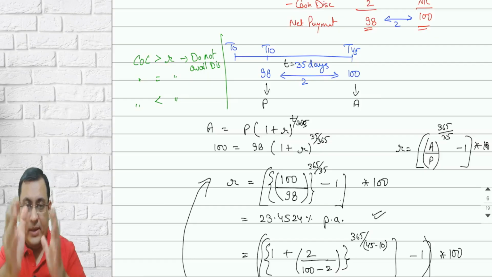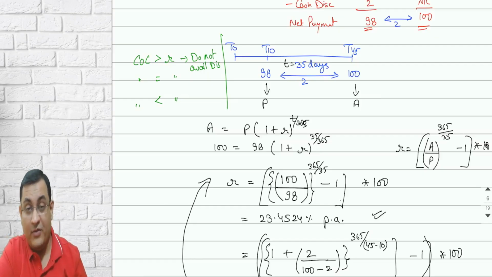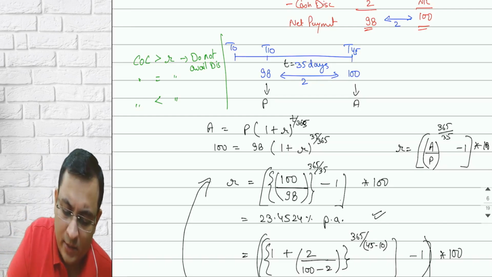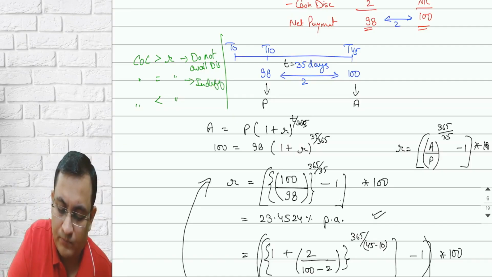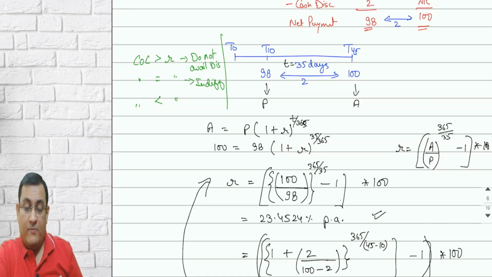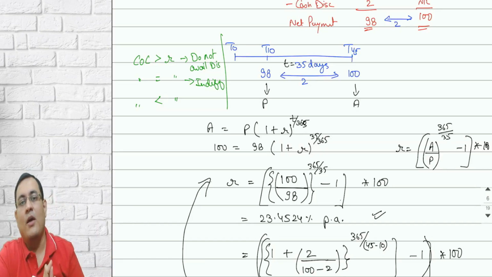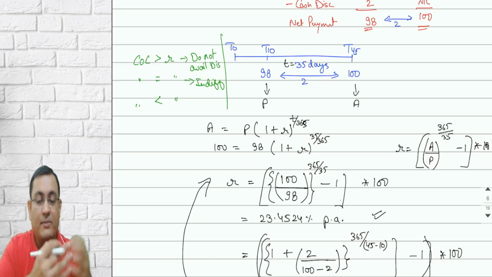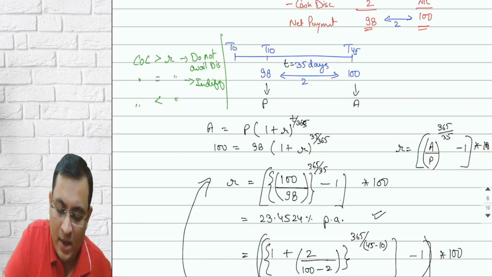If my cost of capital is equal to this R, the effective annual rate of discount, 2 rupees for 35 days, which is 23.45%, and this is my financing cost also, I'm indifferent. No benefit is there, so I'm indifferent. And if my cost of capital is lower, let's say 15% or 20%, I can borrow at 20% and avail this discount. I should take the discount, because by taking it I'm getting the effective annual rate benefit of 23%, while getting the funds at 15 or 20%.